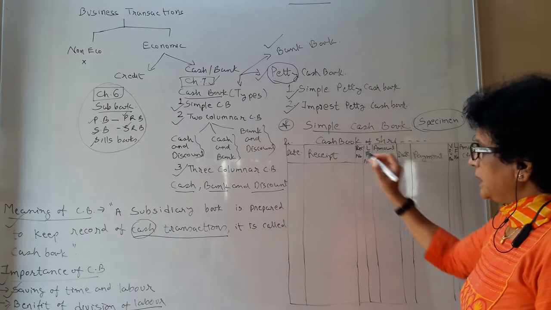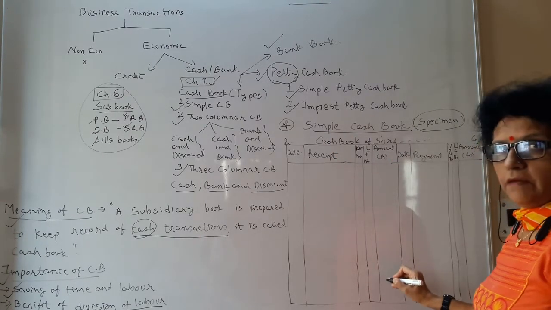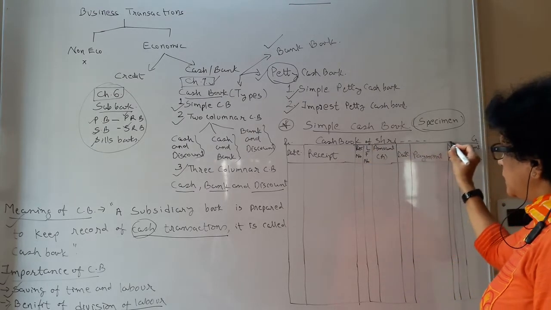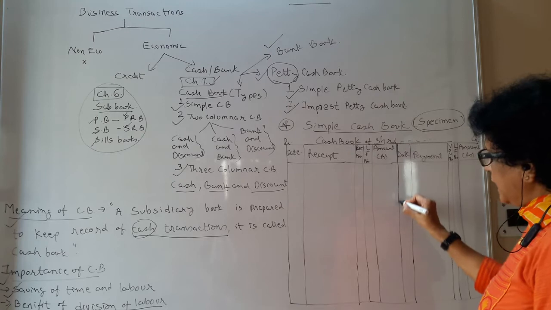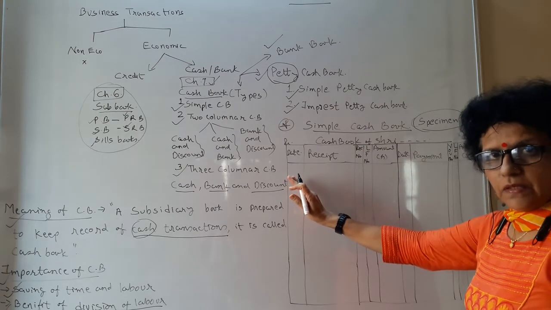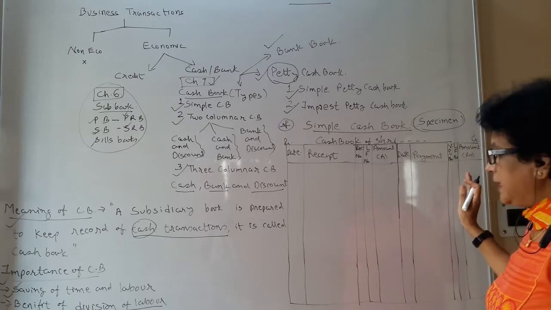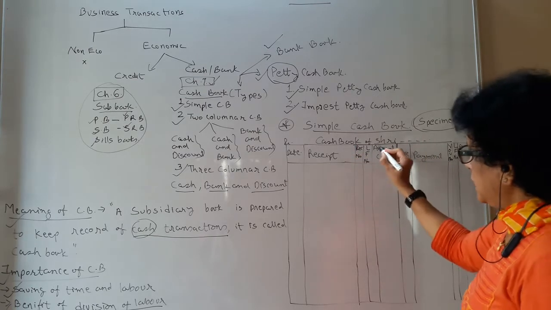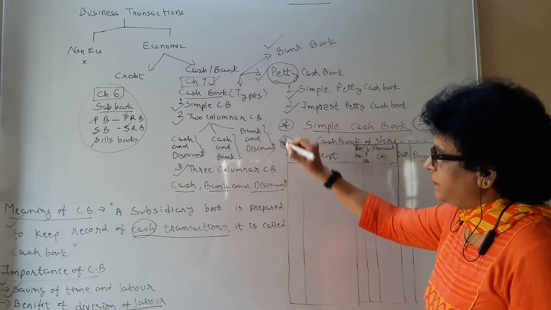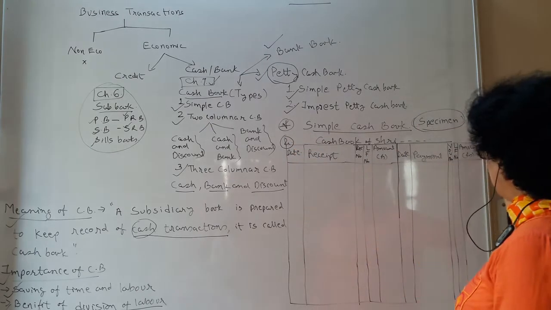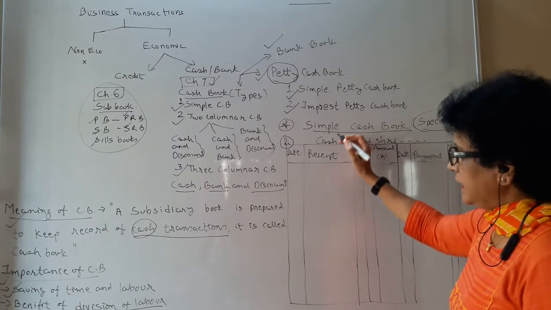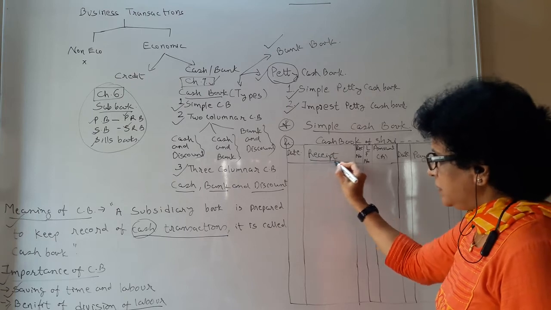A simple cash book means you have only one column of amount. It is a T-form presentation. You divide the cash book into two parts: one on the left hand side, the other on the right hand side. On one side you write the debit and on the other side the credit. Clear? So the debit side is for the receipt.